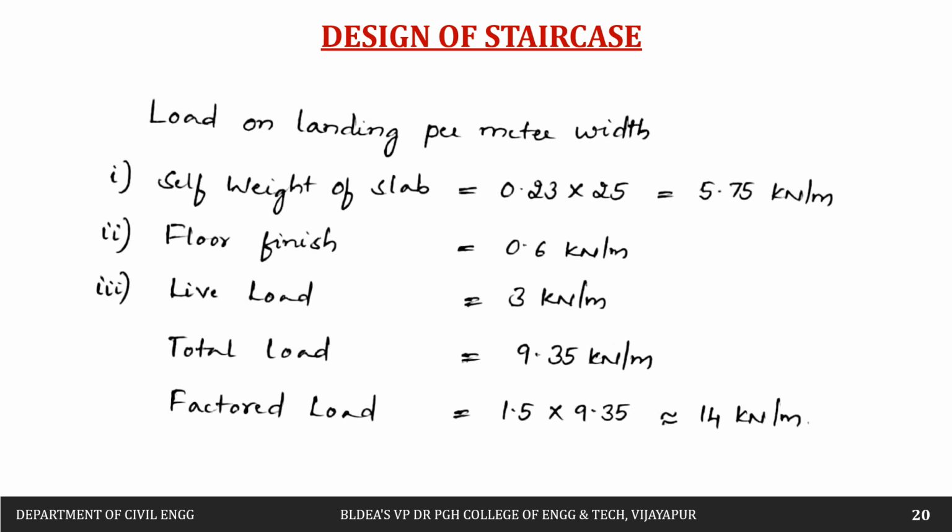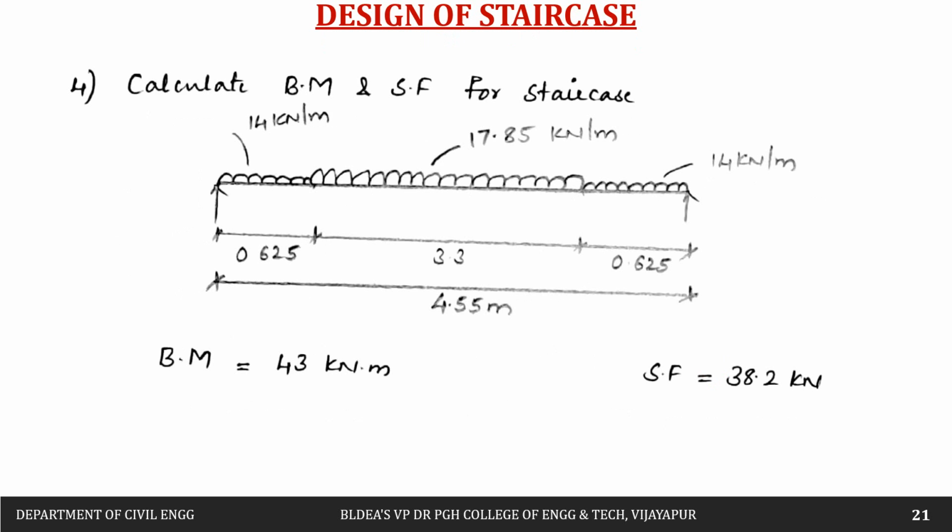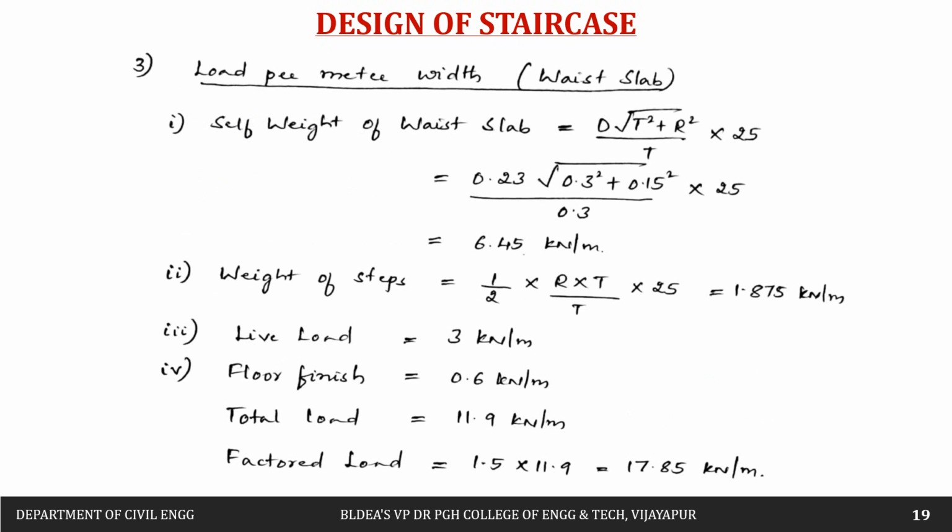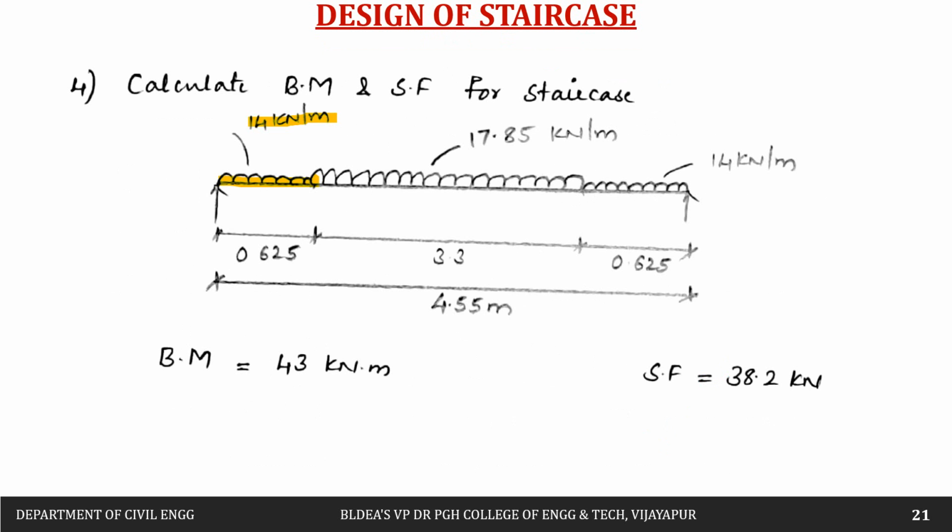So based on that loading, you can see 14 is the load on the landing. This is the landing, and on that it is 14. Then on the waist slab, we have 17.85 from this point till this point. Again this is landing, it is 14 kilonewton per meter. Based on this loading, we have to calculate the bending moment and shear force.